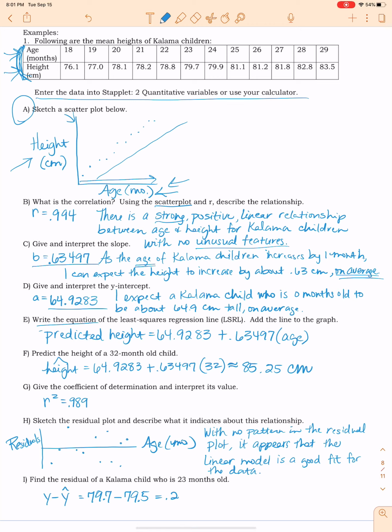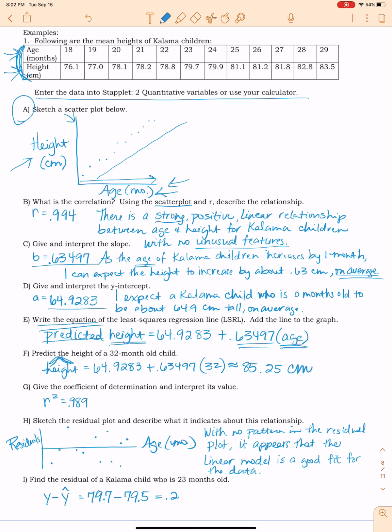All right, so now we look at part E. We are to write the equation of the least squares regression line. Again, I got this from Staplet. The only difference is that now I am using my context of height and age in the appropriate portion of the equation. Notice that the slope goes with the age all the time. That's always going to happen. The reason I use the word predicted instead of this little hat here is because when you're typing in answers on quizzes and tests, it's a lot easier to type in predicted than it is to find this little symbol. So that's what I'm going to have you do.